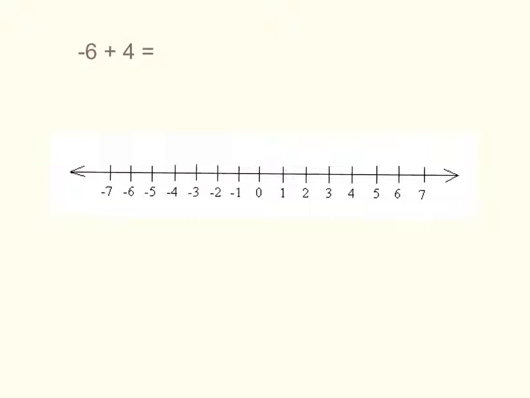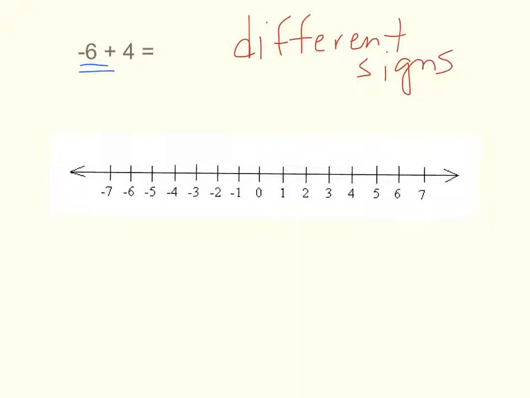Let's try -6 plus 4. Again, these two addends have different signs. We always take our first addend and we place a point on the number line, -6. The next thing we do is we decide which way on the number line do I want to go. Do I want to go right or left?